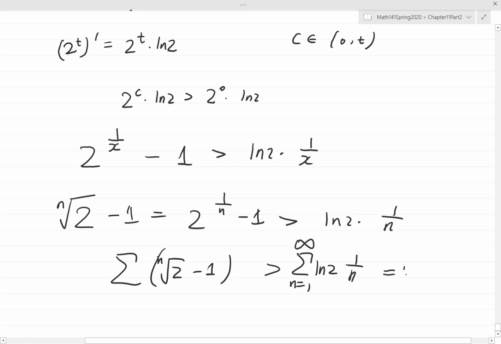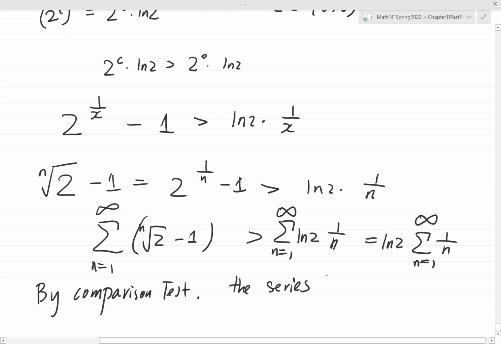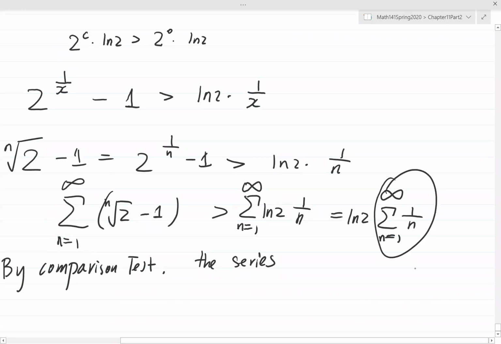Now remember, the right side is a harmonic series. The harmonic series diverges, and the left side is bigger than a harmonic series. Then by comparison test, the series actually diverges. Remember, the harmonic series diverges.